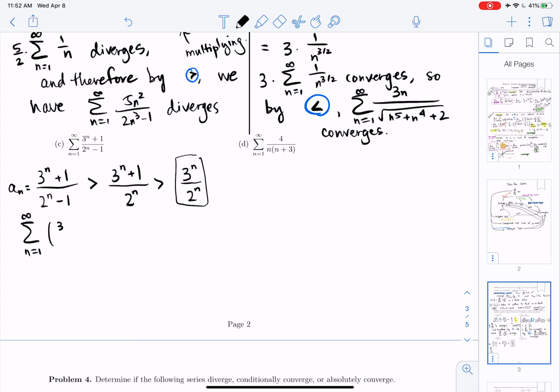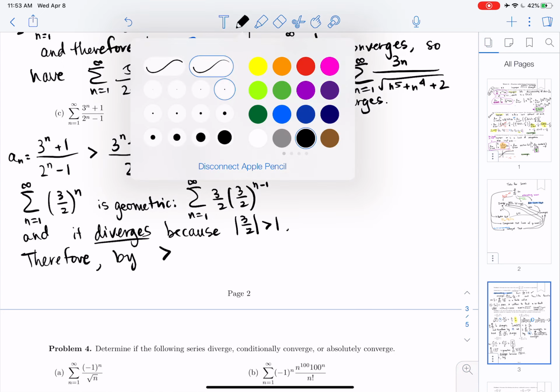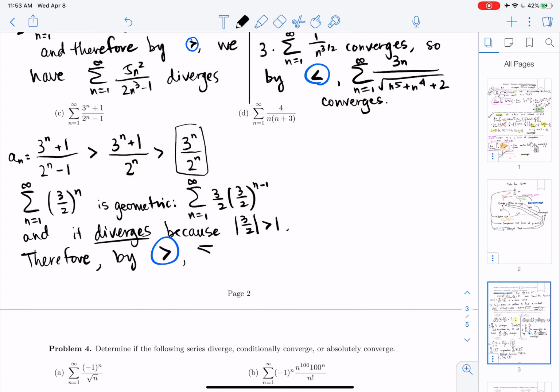So this series, 3 halves to the n, okay, this thing is geometric. I don't have it written in its geometric form, just to be very clear. Here's what that would look like. We'd pull a 3 halves to the front. That would be its a value, and then 3 halves to the n-1 is the common ratio. It's geometric, and it diverges, right? Why does it diverge? Well, because its common ratio, 3 halves, is strictly bigger than 1. Therefore, by the comparison test, our original series must also diverge.